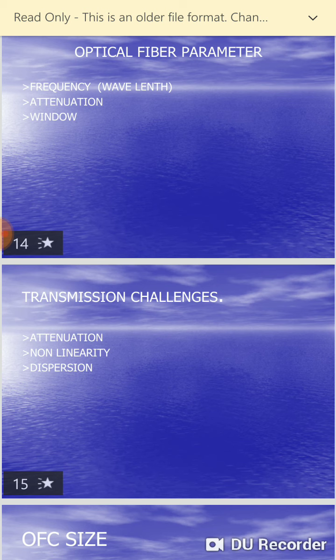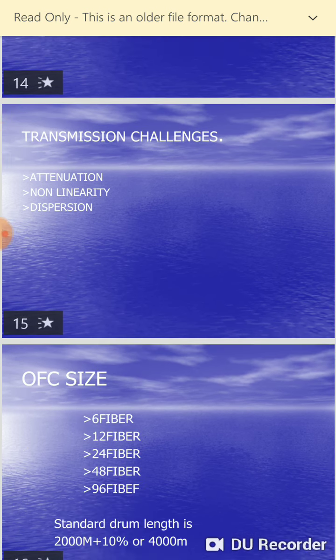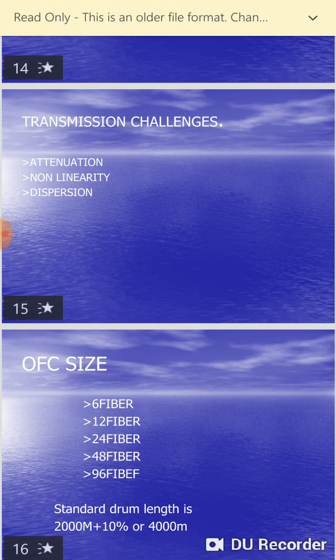And transmission challenges in the optical communication are attenuation, non-linearity and dispersion. So how the attenuation can be minimized, that is the challenge. Non-linearity in the signal transmission, that is the second challenge, and third one is the dispersion, how the dispersion can be reduced.